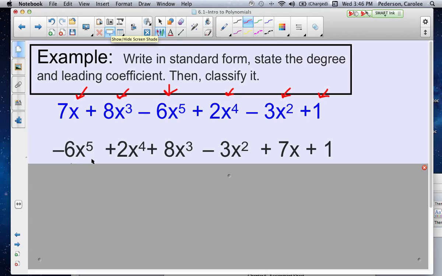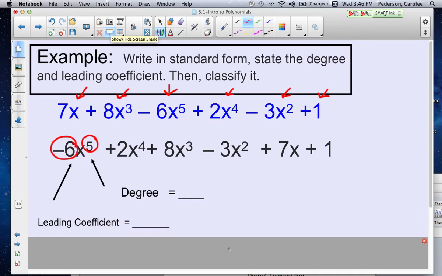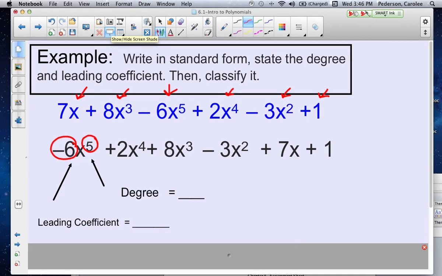Now it asks us to state the degree. See if you can find the degree. And then the leading coefficient. So here is my degree, and then there is my leading coefficient. So my degree is 5. My leading coefficient is negative 6.